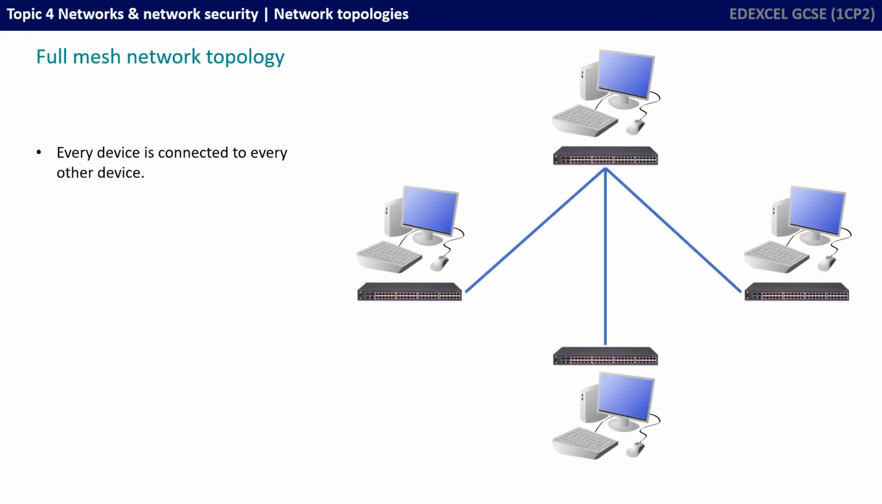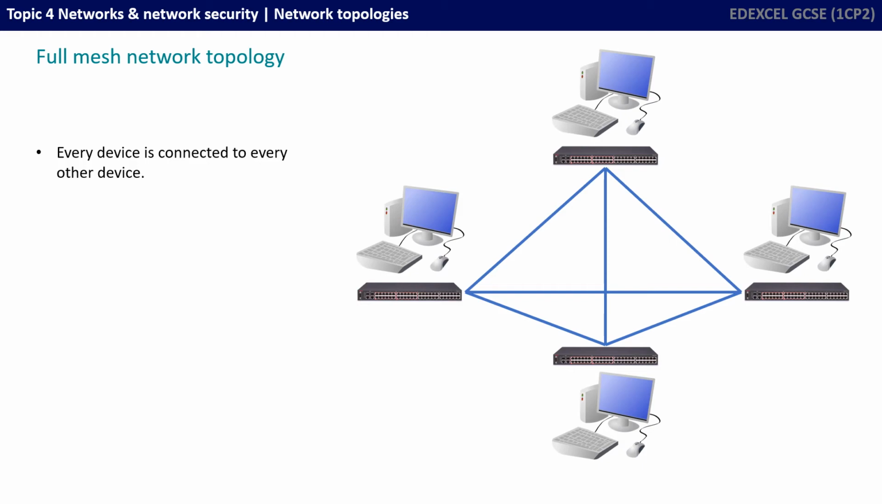One solution to the problem is to create what's called a full mesh network. This is where every computer is connected to every other computer. So for example, if we take the top computer, this is connected to the computer on the left, it's connected to the computer at the bottom, and it's connected to the computer on the right. But equally, the computer on the left also needs to be connected to the computer at the bottom and the computer on the right. And the computer at the bottom also needs to be connected to the computer on the right. What we've created here is what's called a full mesh network.